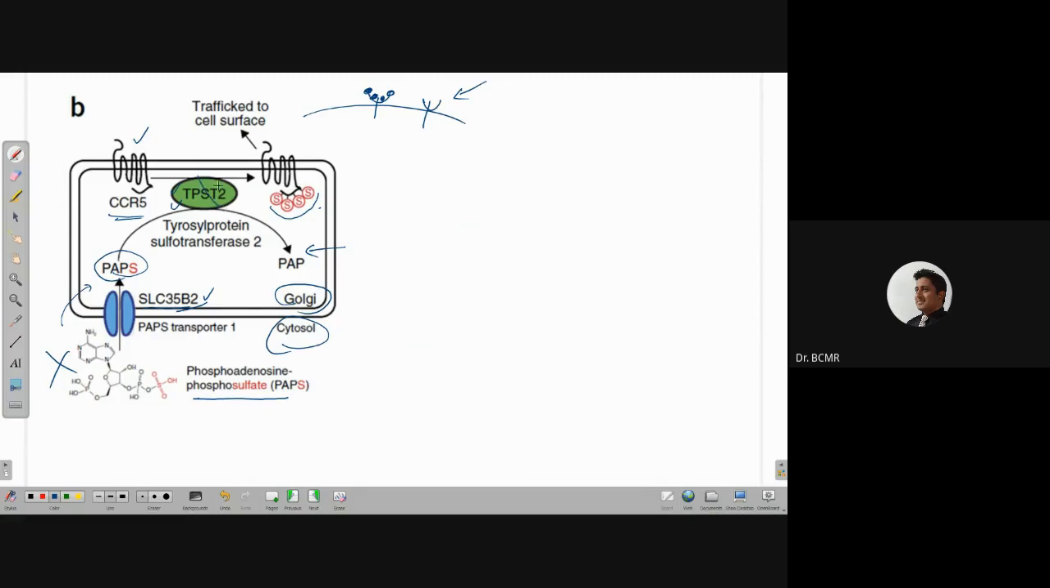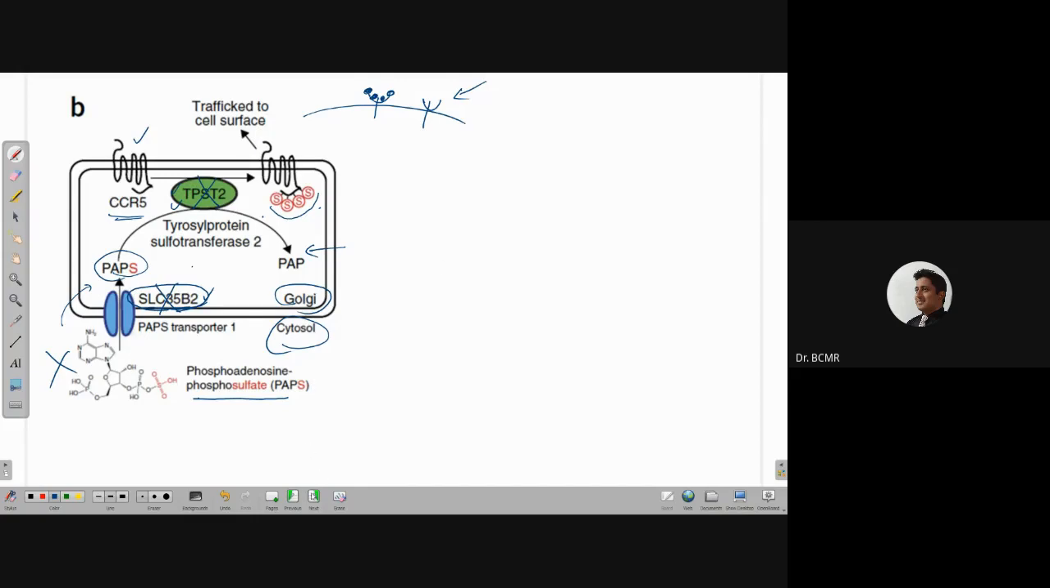So if we have inactivation of TPST2, no sulfation, and that is conferring resistance to HIV infection. Similarly, also SLC35, if we do not have this, there is no import of PAPS, and that is the substrate for sulfation of CCR5. And because there is no substrate, there is no sulfation of CCR5, and then also it is resistant. The cell becomes resistant to HIV infection.